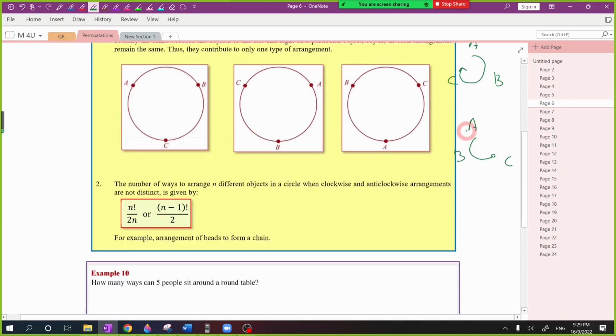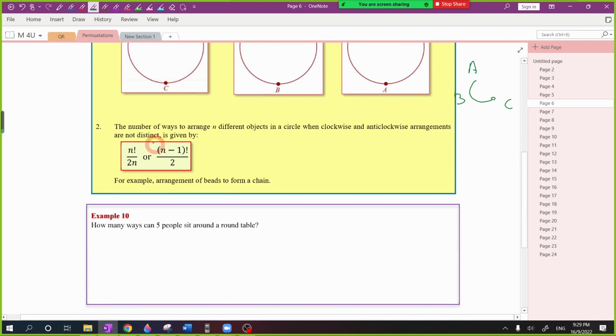Okay, so how about this time? The number of ways to arrange n different objects in a circle, still in a circle, but when clockwise and anti-clockwise arrangements are not distinct. So it's still n minus 1 factorial, but we have to divide the answer by 2. So why do we need to do so? Okay, let me use this diagram to explain to you.